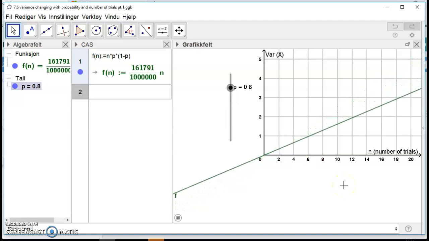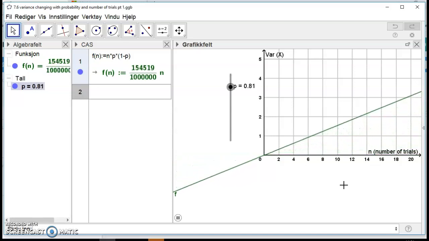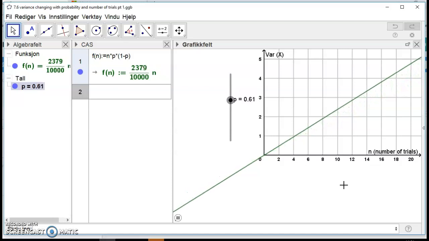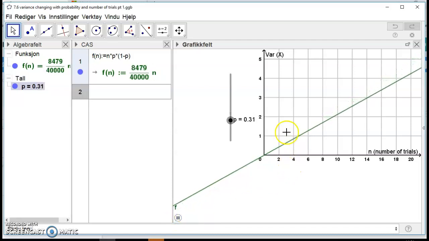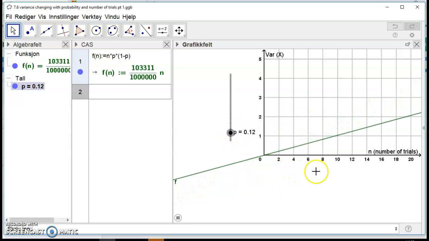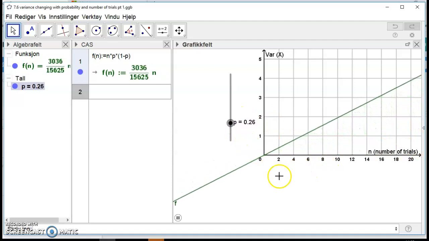And you can see that, okay, as we approach 1, certainty that it's going to happen, the variance dips towards 0. And now we're back at 0.5. What happens when the probability goes down? Is the variance going to keep going up? It's starting to dip down again, right? So variance approaches 0 as the probability approaches 0.